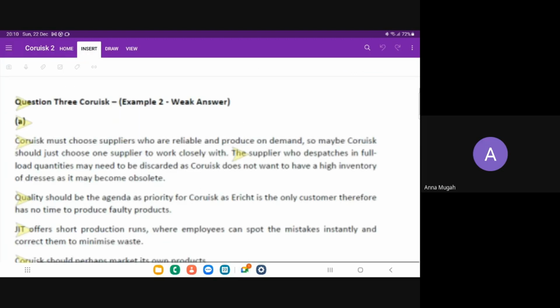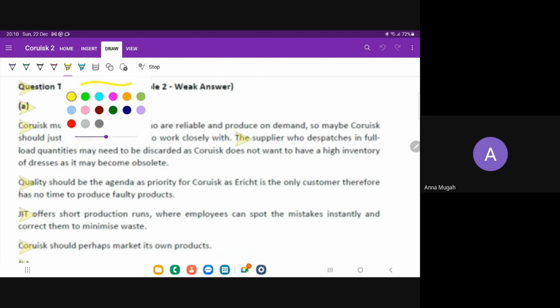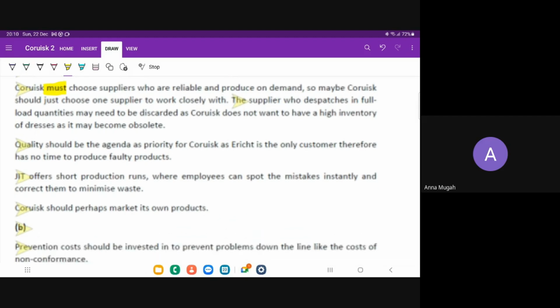This is a weak answer. Corsair must choose suppliers. Now, "must" is something we should avoid writing, because "must" means we don't have any other option available. Corsair must choose suppliers who are reliable and produce on demand. So maybe Corsair should just choose one supplier to work closely with. The supplier who dispatches in full load quantities may need to discard it, as Corsair does not want to have high inventory, as it may become obsolete. Quality should be the priority for RH, the only customer, therefore no time to produce faulty products. And those are just 1 or 2 points, right?